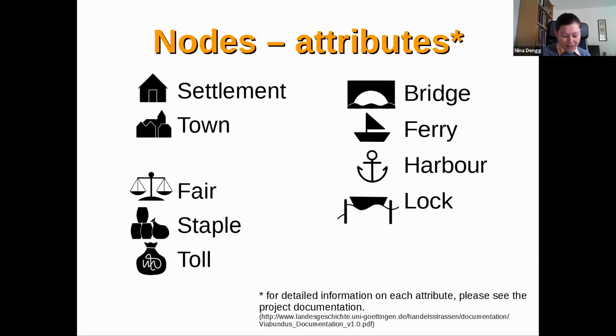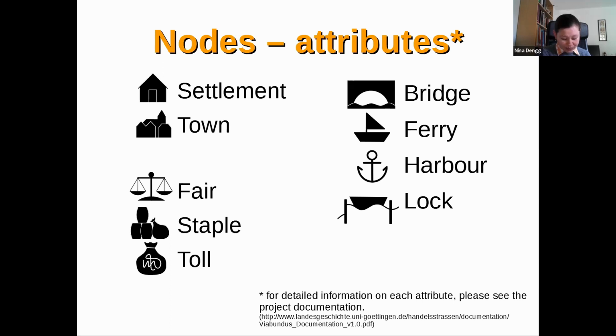The attributes we added are the following: settlements. Settlements can be any type of human habitation, like villages, monasteries, castles, or watchtowers. A special kind of settlement was a town, and we are very aware that the definition of a town is very fluid and depends on the region. For now, suffice to say that a larger settlement of a more central character is seen as a town within the project. We have fairs. This is a special attribute for reasons we'll go into later, and we added any annual fairs we could find within the region of the project.